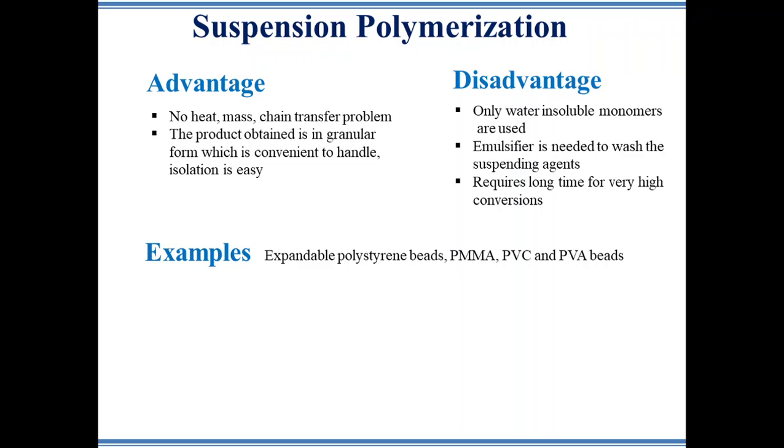So in this video we learned about addition polymers. All the monomers that form addition polymers or undergo free radical polymerization are alkenes or functionally substituted alkenes.